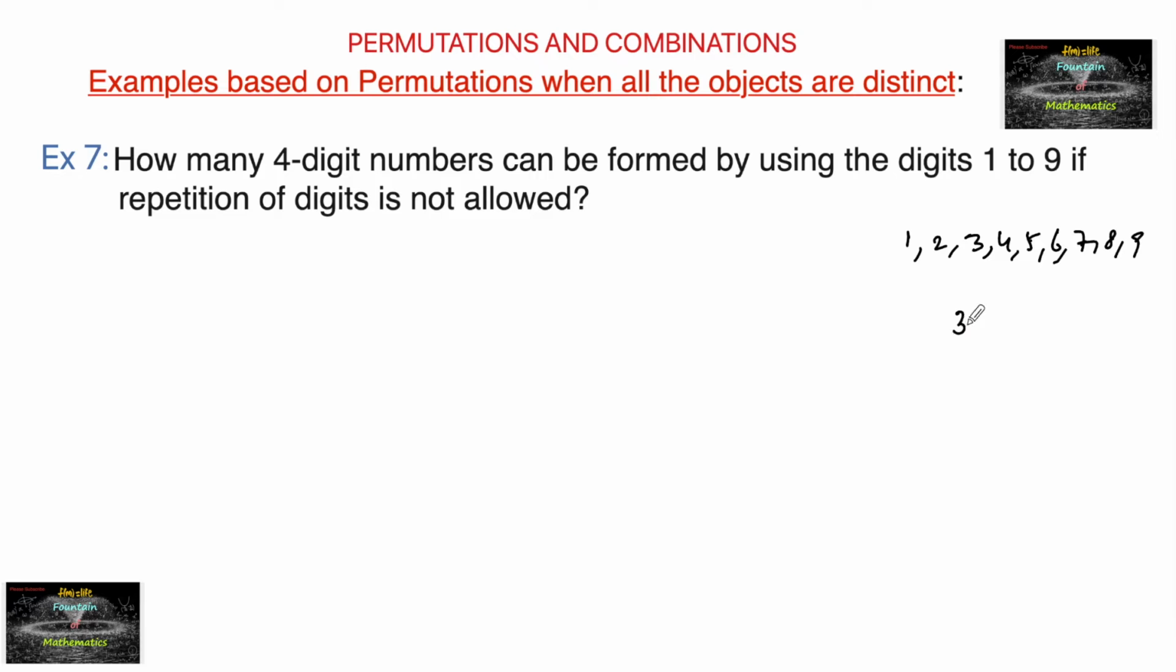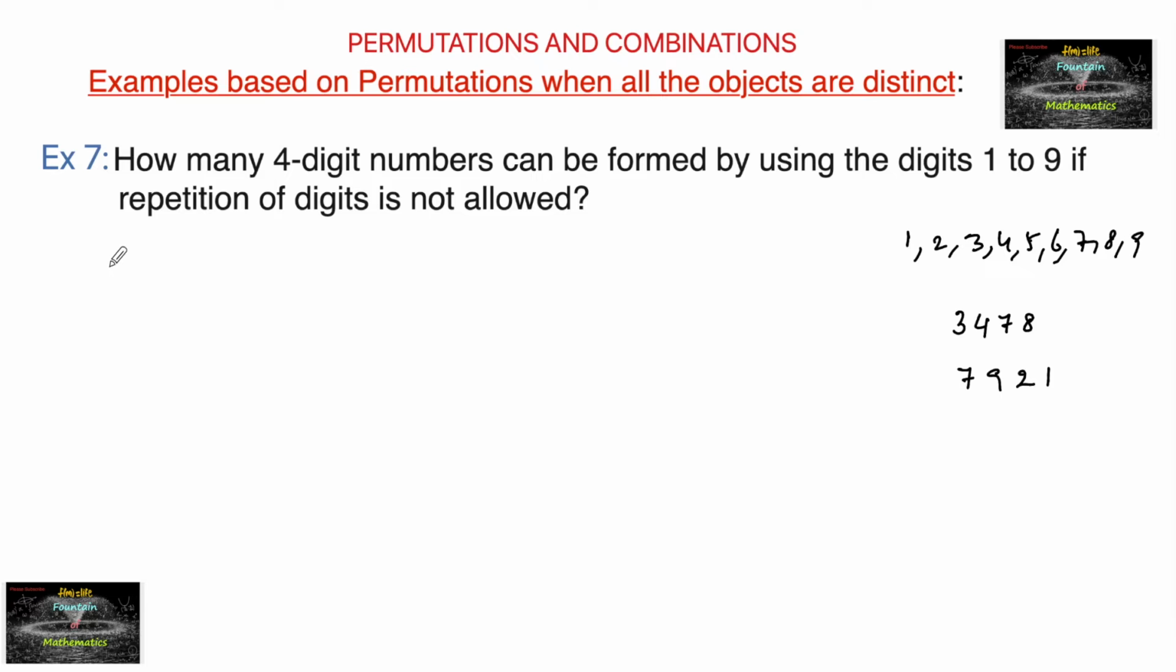As an example, 3, 4, 7, 8. 3478 is one number, and 7921 is one 4-digit number. How many 4-digit numbers are formed if no repetition? If the repetition of digits is not allowed, you should take each digit only once.